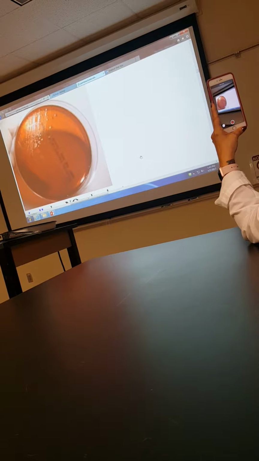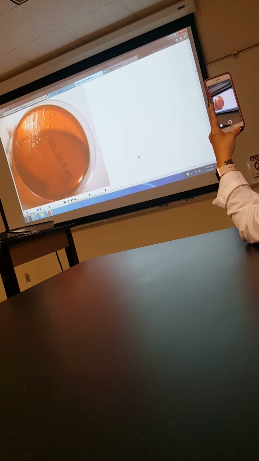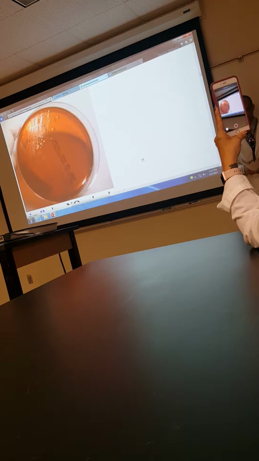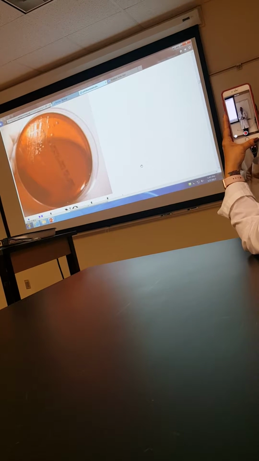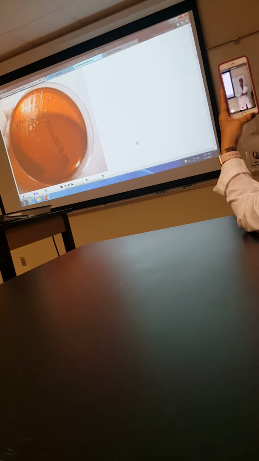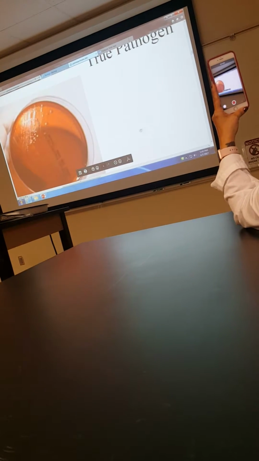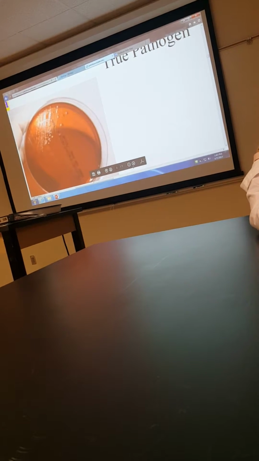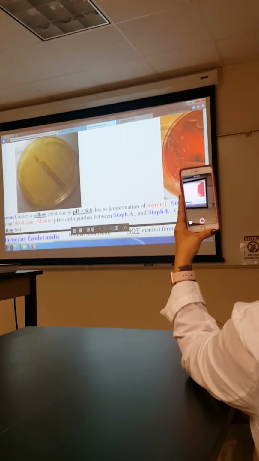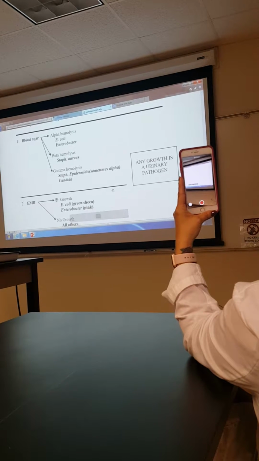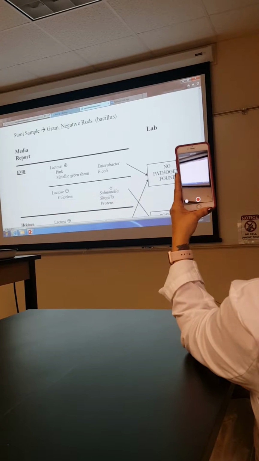Do you remember what the indication is for a positive catalase test? The bubbles. Yes, thank you. The bubbles of oxygen. And the catalase test is used to differentiate between which 2 groups of bacteria? Staph and strep. Staph is catalase positive, strep is catalase negative.